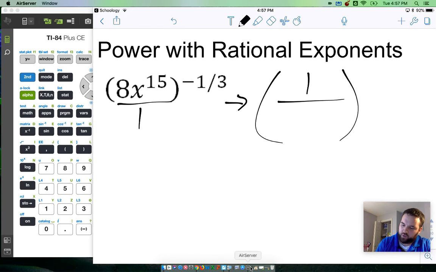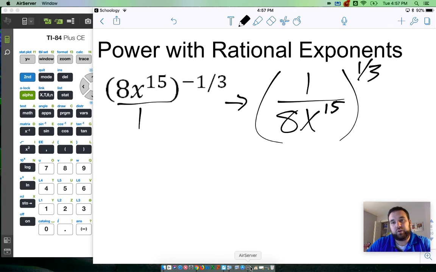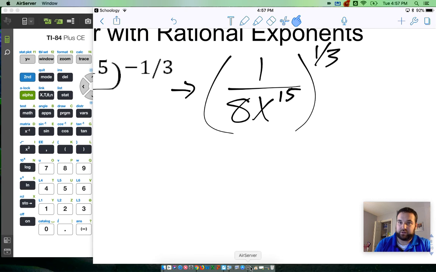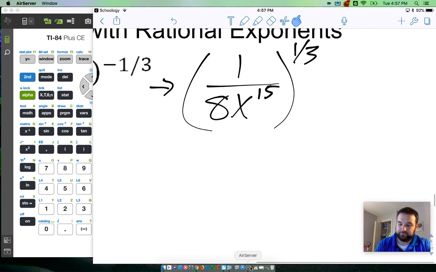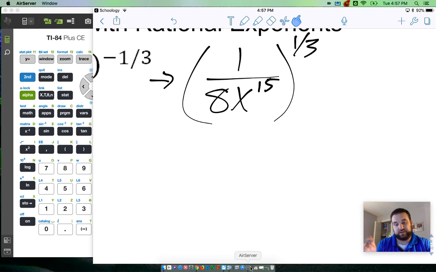So it's going to be 1/8x to the 15th power. So just wholesale, top to bottom, bottom to top. Don't change anything inside the parentheses, because then what I'm going to do is change that power from -1/3 to +1/3. And now I'm just going to apply the 1/3 power to every piece of it, to the 1, to the 8, and to the x.